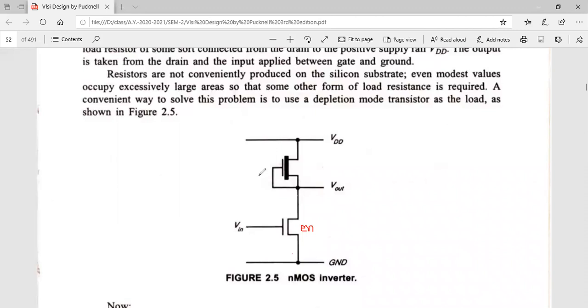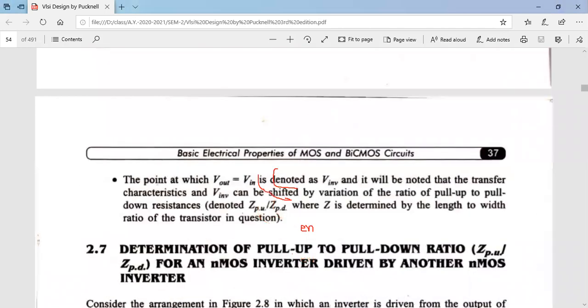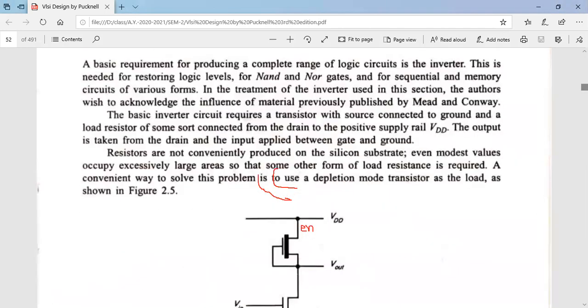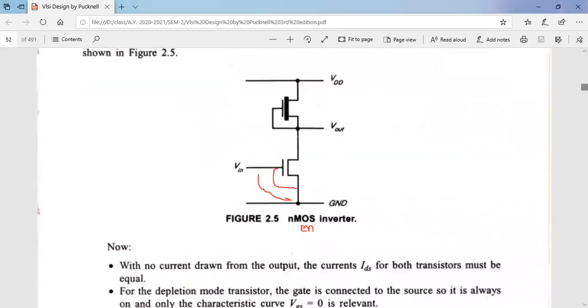So I'm taking an NMOS depletion mode transistor here, where its gate is connected to its drain. Generally its gate is again connected to its drain. You can see here this is an NMOS inverter.